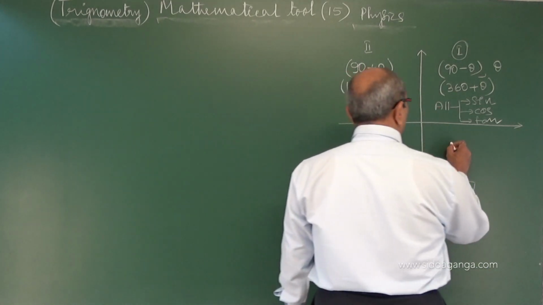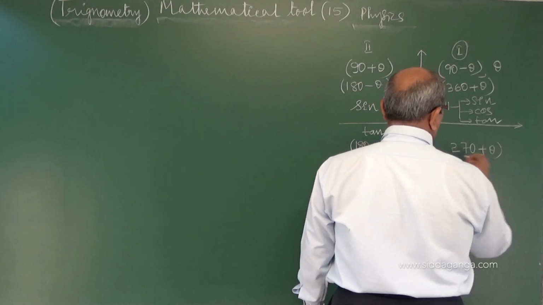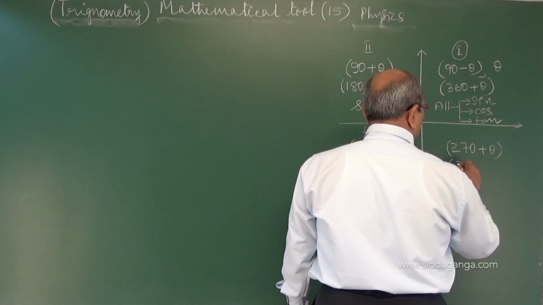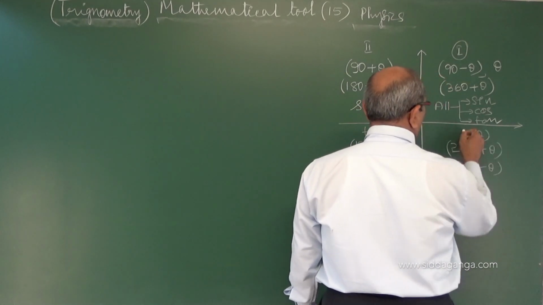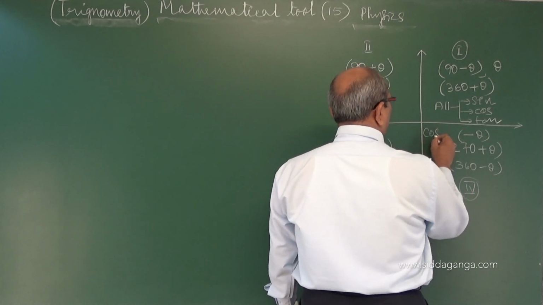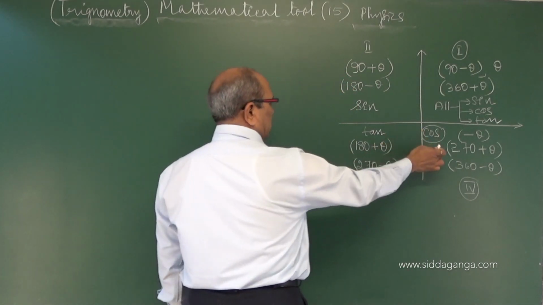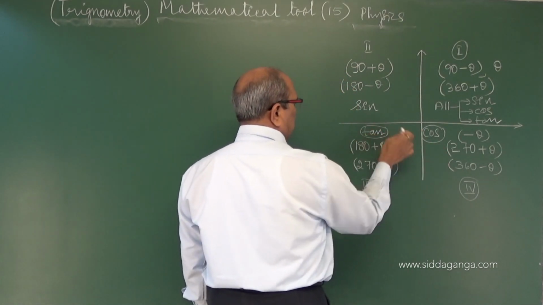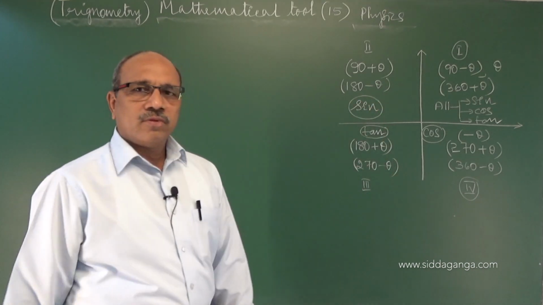And here it is 270 plus theta or 360 minus theta or minus theta, which comes in the fourth quadrant, in which the cos function is only positive. So in the fourth quadrant cos is positive, in the third quadrant tan is positive, in the second quadrant sine is positive.